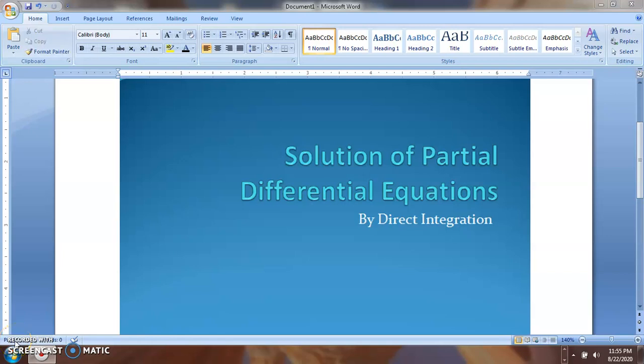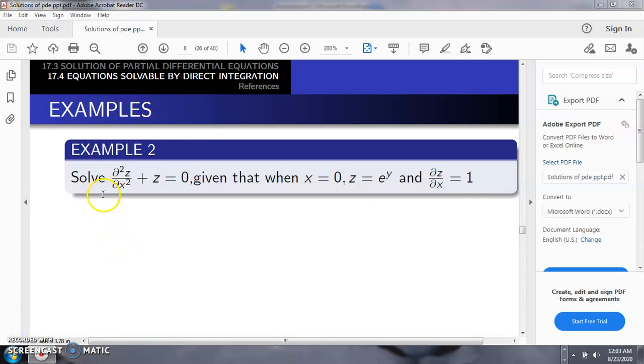Welcome back. Let us do one more example for the solution of partial differential equations by direct integration. So consider the question. Solve ∂²z/∂x² + z = 0, given that when x is equal to 0, z is equal to e^y and ∂z/∂x is equal to 1. That means when x is equal to 0, z is e^y, and when x is equal to 0, ∂z/∂x is equal to 1.